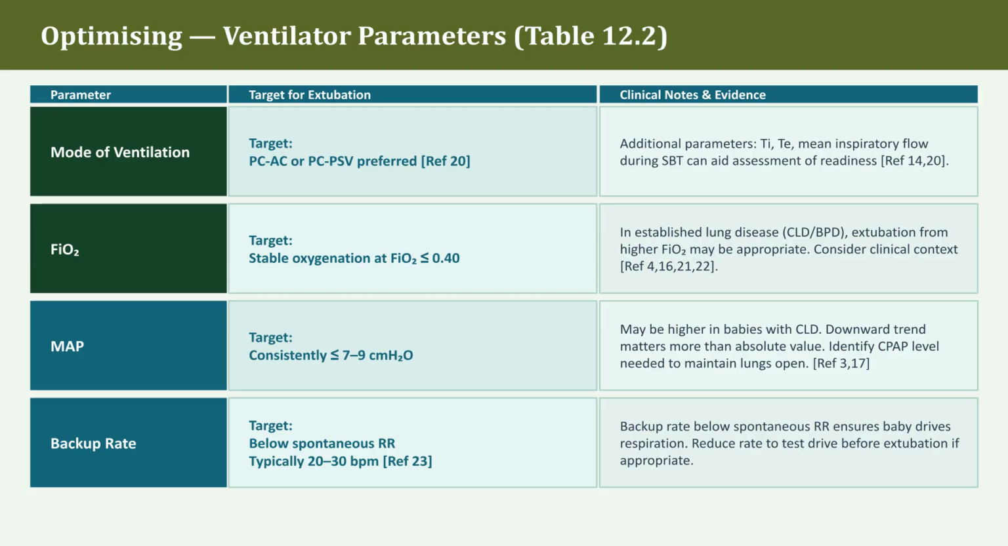Optimal ventilator parameters include using PCAC or PCPSV modes, stable oxygenation at FiO2 less than or equal to 0.40, and a mean airway pressure, or MAP, consistently at or below 7 to 9 cmH2O. A backup rate set below the spontaneous respiratory rate ensures the baby drives respiration.